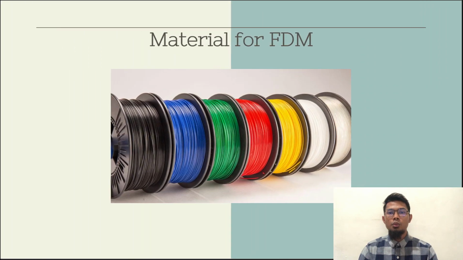For the next slide, we use ABS filament. ABS filament is a thermoplastic commonly used in FDM 3D printing. It is known for its strength, durability, and ability to withstand high temperatures. ABS is a good choice for a wide range of applications, including prototyping, engineering, and manufacturing. However, ABS filament can emit toxic fumes when heated and requires a heated bed during the printing process. So, it is important to work in a well-ventilated area and use proper safety equipment.